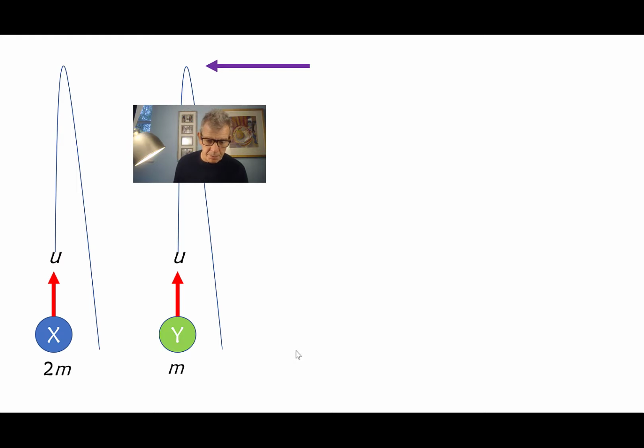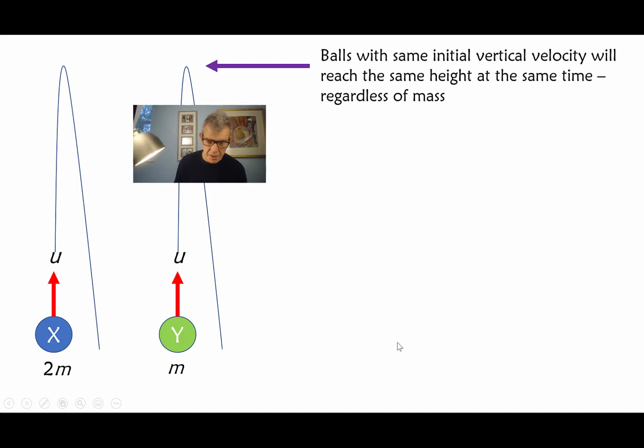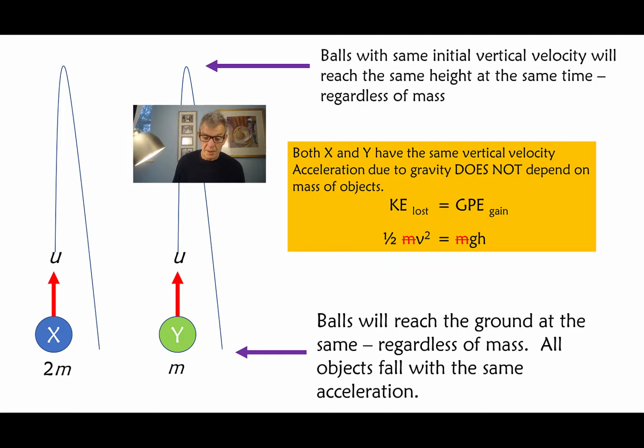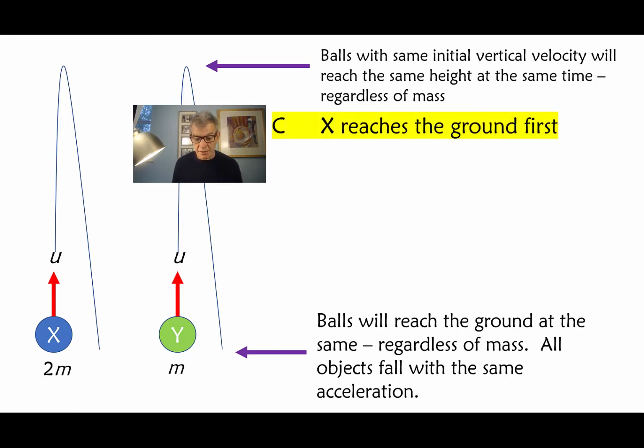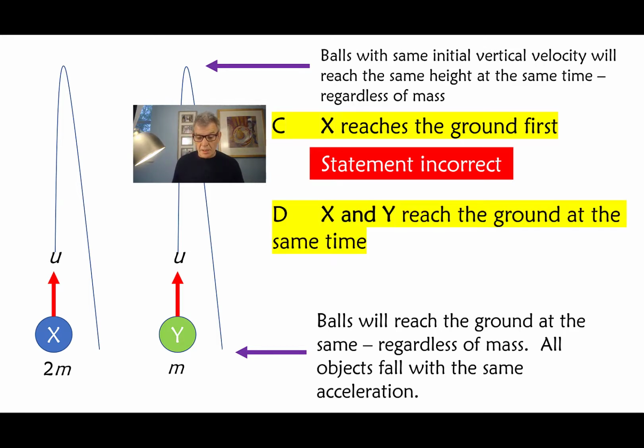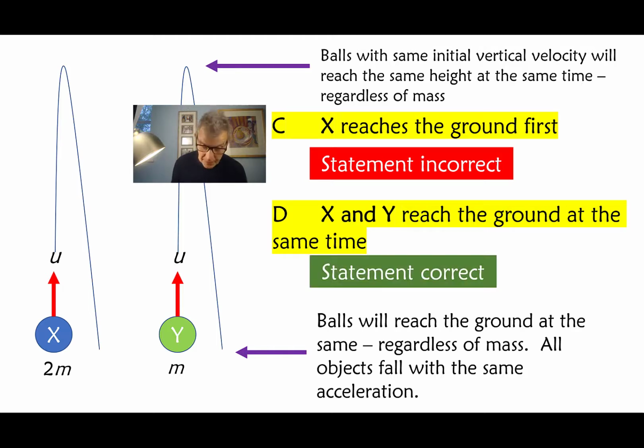We've already established that mass does not have an impact on acceleration due to gravity. So balls with the same initial vertical velocity will reach the same height at the same time, regardless of the mass. And we can say balls will reach the ground at the same time, regardless of mass. All objects will fall at the same acceleration, for the same argument that we said last time. So option C is X reaches the ground first. Well, that statement is clearly incorrect. Option D, X and y reach the ground at the same time. And that, as we've already established, is the correct statement.